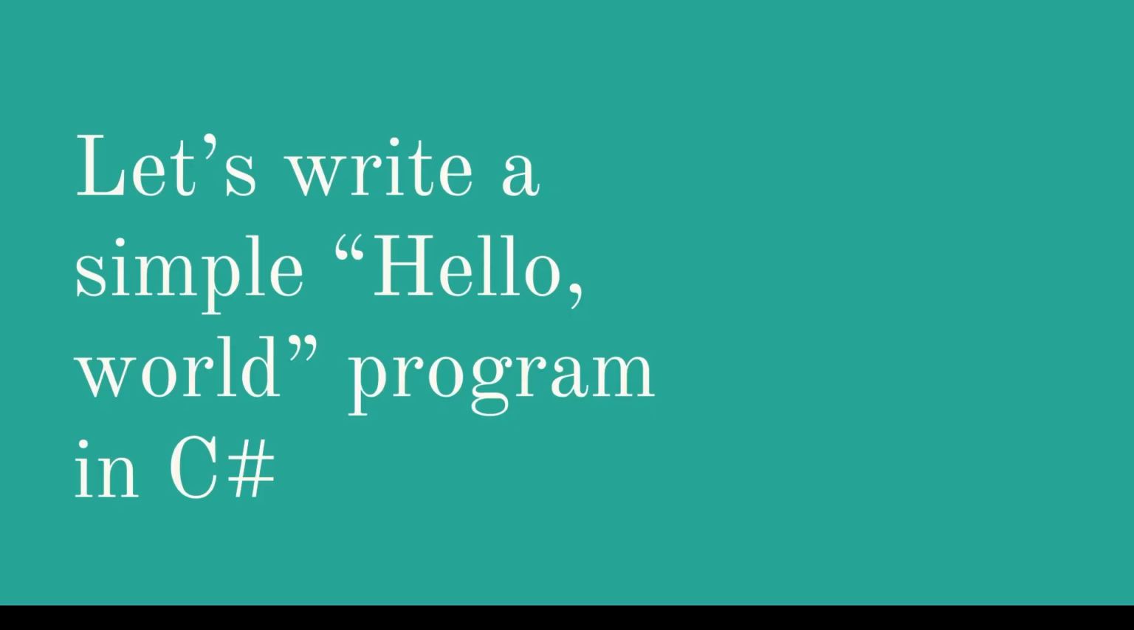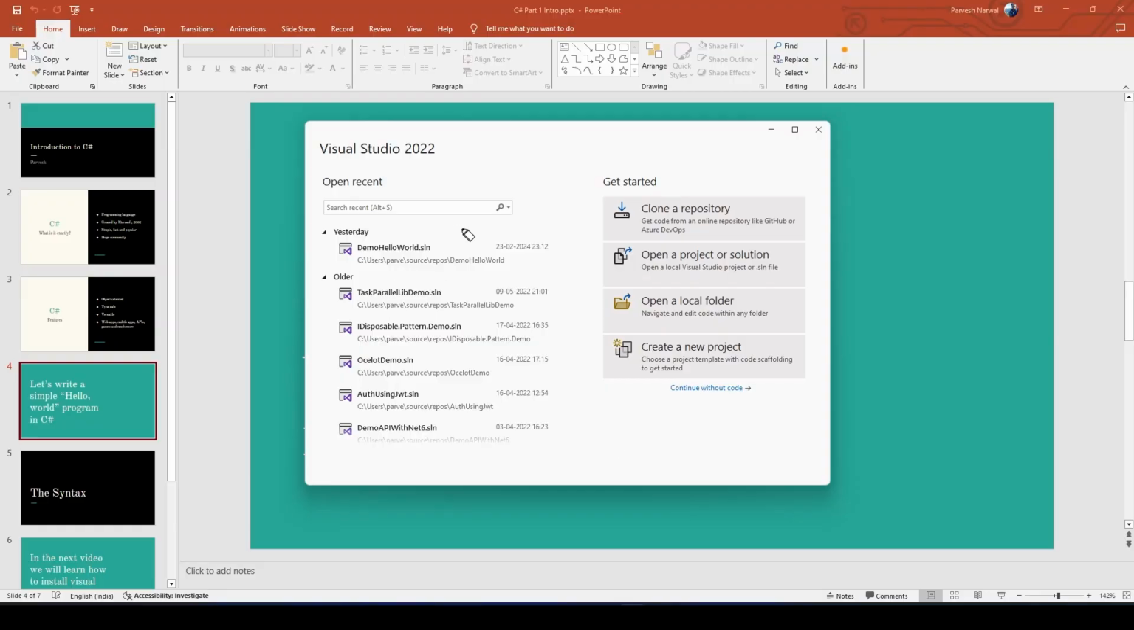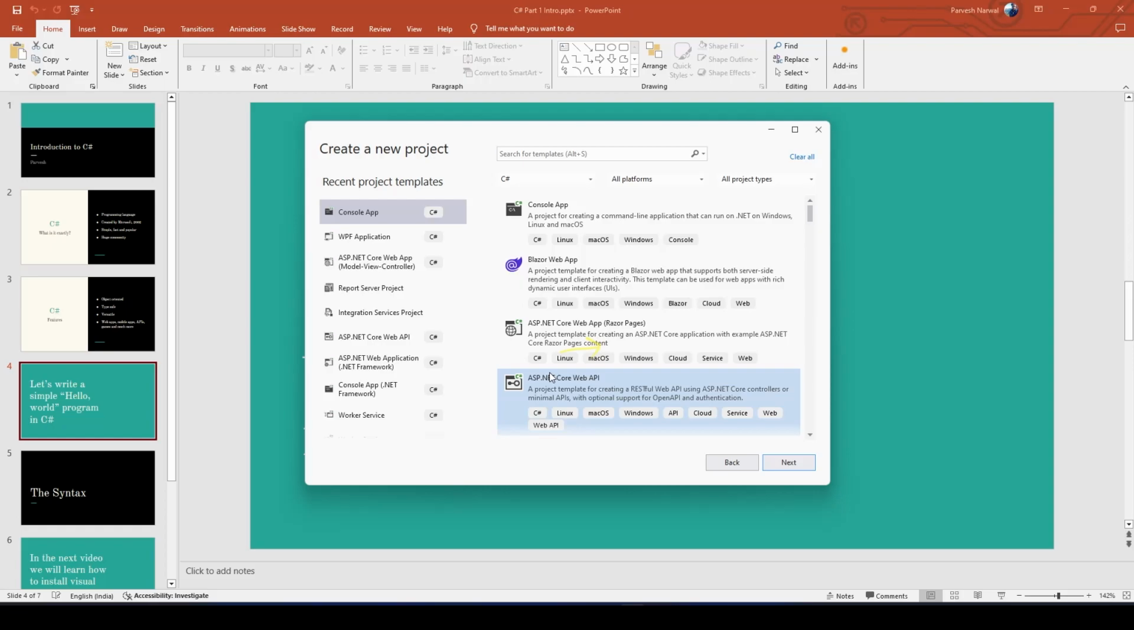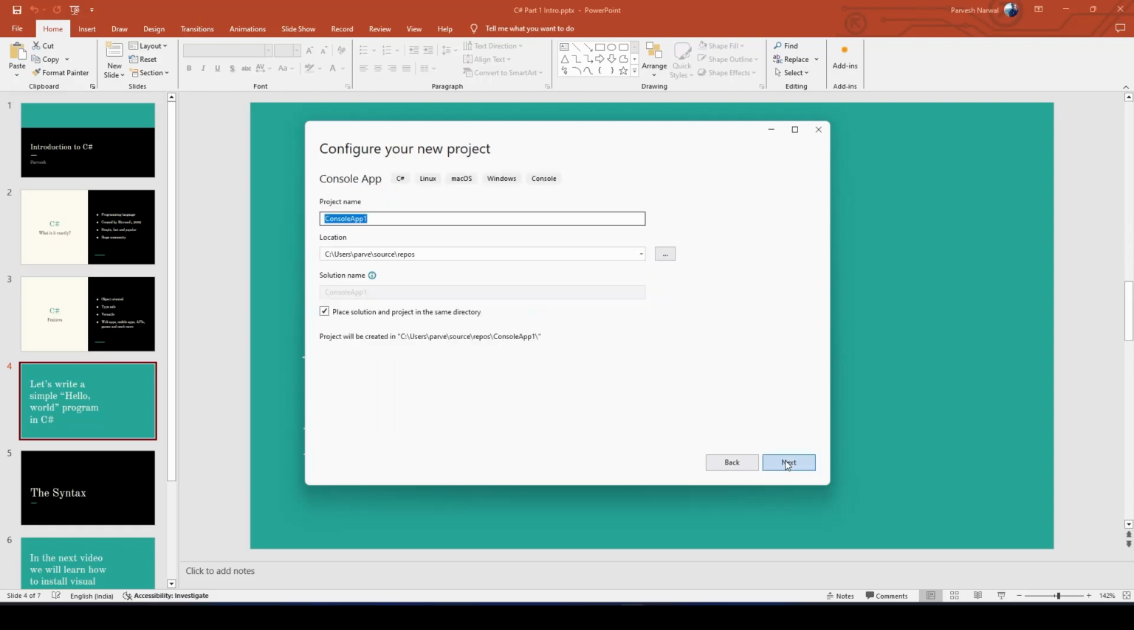So now let's go ahead and write a simple hello world program in Visual Studio. I have my Visual Studio opened up here. Here you can see one option to create a new project. Let's select this and create our first project in C Sharp. Once that is done, you will see a lot of options that you can select. These are basically the templates which are available in Visual Studio. Let's first choose the console application and click on next.